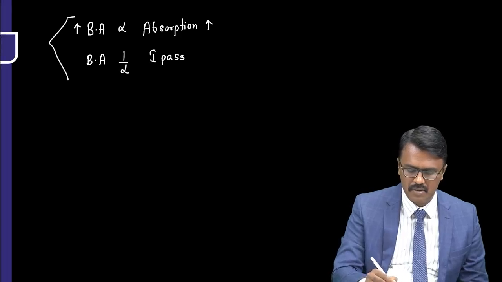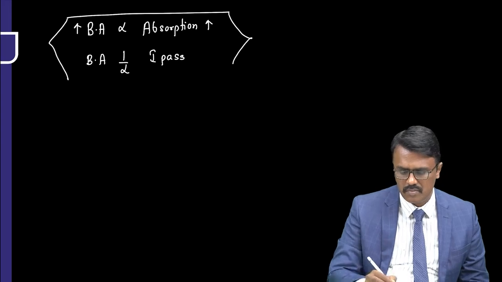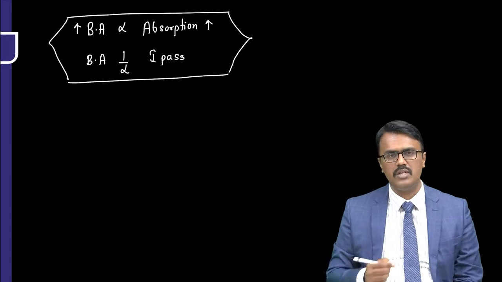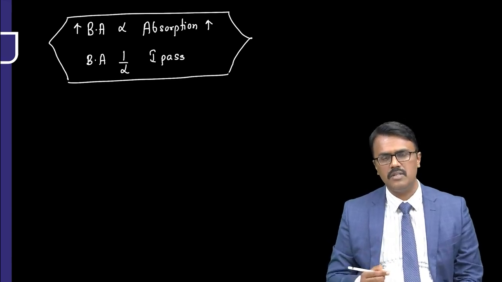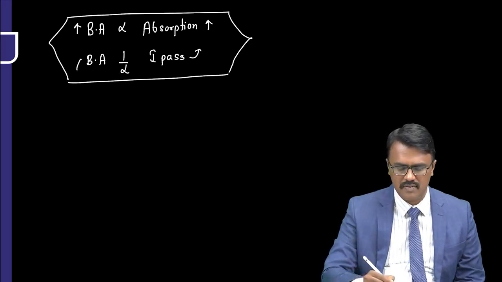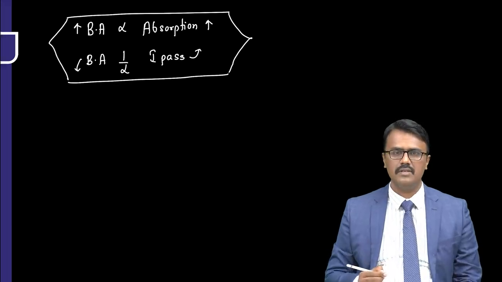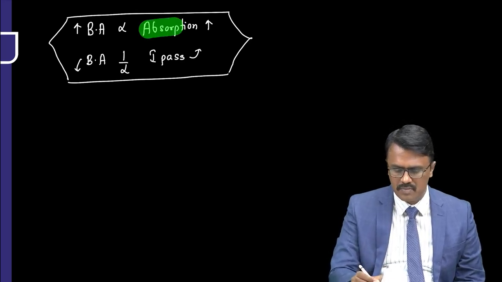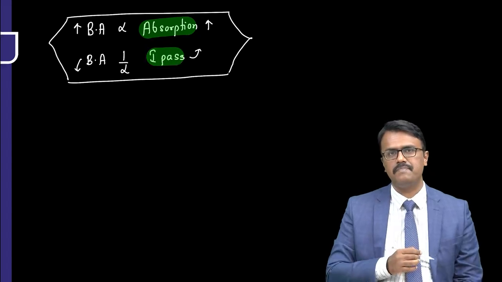Very, very important point. So bioavailability is directly proportional to absorption. More is absorbed, more is available. First pass metabolism is inversely proportional. If more is undergoing first pass, less is available. You are clear with this? Yes, we are clear with this. So bioavailability depends on two factors: one is absorption, as well as first pass.